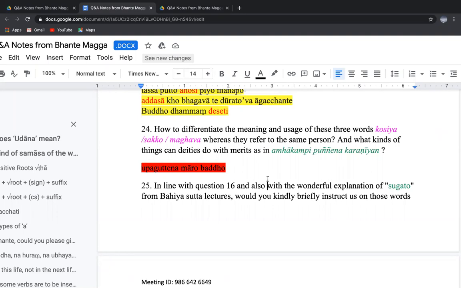Yes, for your further reference, you can go into the Itivuttaka Pali. Before I explain, I'll give you the reference on this. It was called Dhatu Sutta, I remember, right? No.